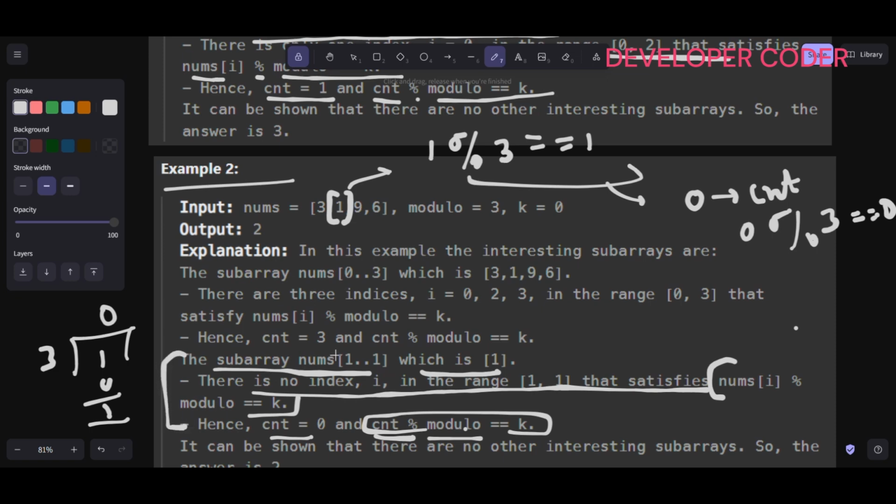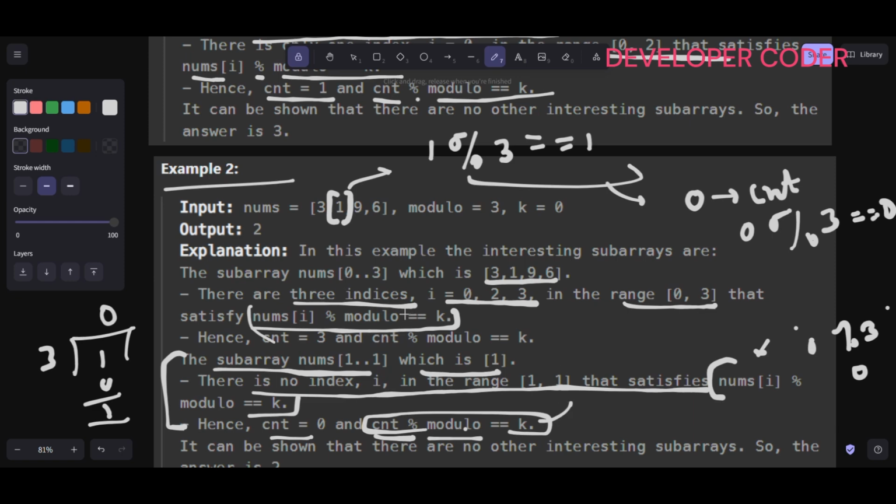Now if you pick this complete subarray, which is 3, 1, 9, 6, there are 3 indices i in the range 0 to 3 that satisfy this condition. In the previous one there was none, so 0, but when I did 0 modulo 3, I was getting 0, so that was valid. Here there are 3: this 3 is completely divisible by 3, this 9 is divisible by 3, this 6 is divisible by 3, leaving remainder 0 always, equal to k. So count is 3, and this count 3 modulo 3, I am again getting a value equal to k, so this is also valid.